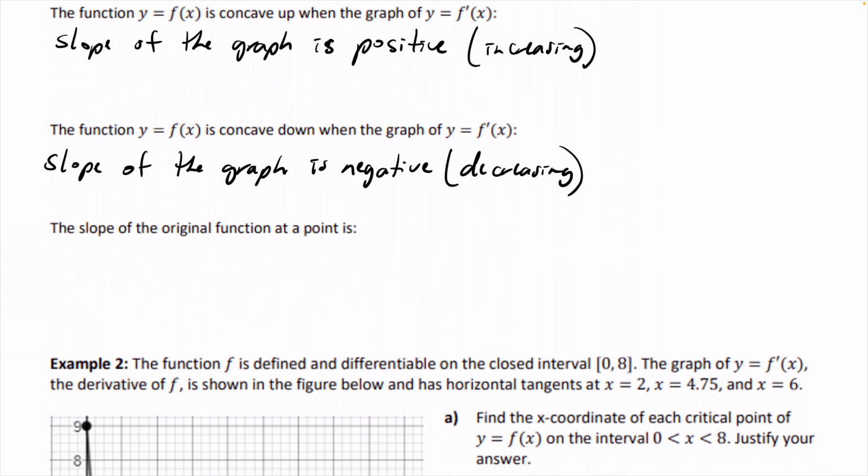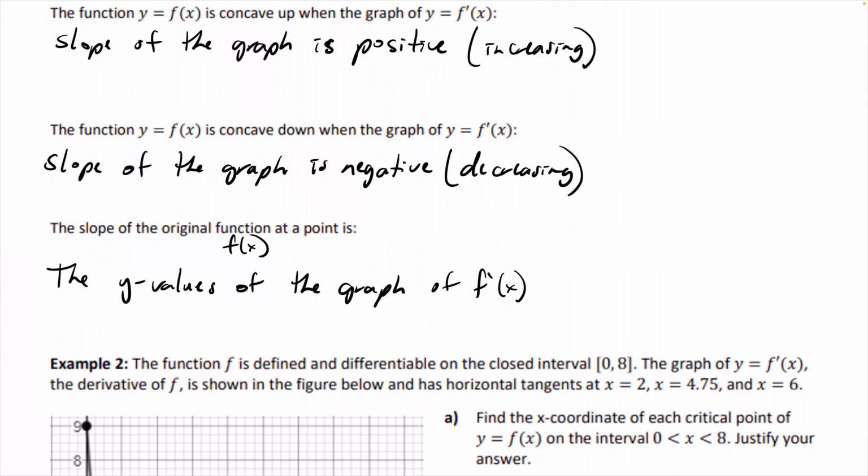They gave us the x and the y. But how did we find the slope of the original function? How did we find the slope of f of x? Where x is, where y is at when x equals a certain value. Yes, the y values, yeah. The y values of the graph, at the same x value.